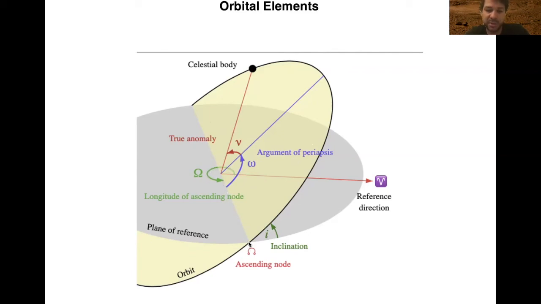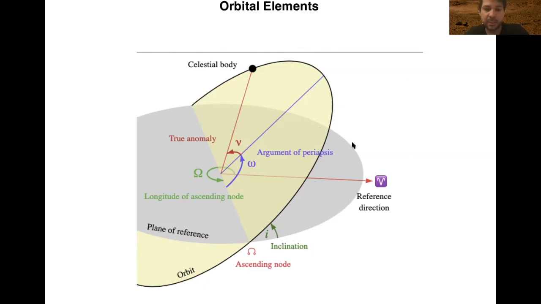The ascending node is the point here where the orbit crosses the plane of reference, say the ecliptic, with the planet going up towards northern ecliptic latitudes. On the other side, you have the descending node, and this gives you the line of the nodes. The inclination is the inclination of the orbit with respect to the plane of reference.